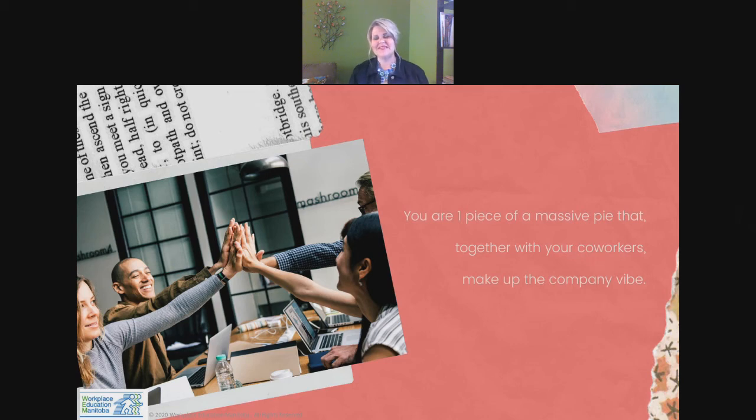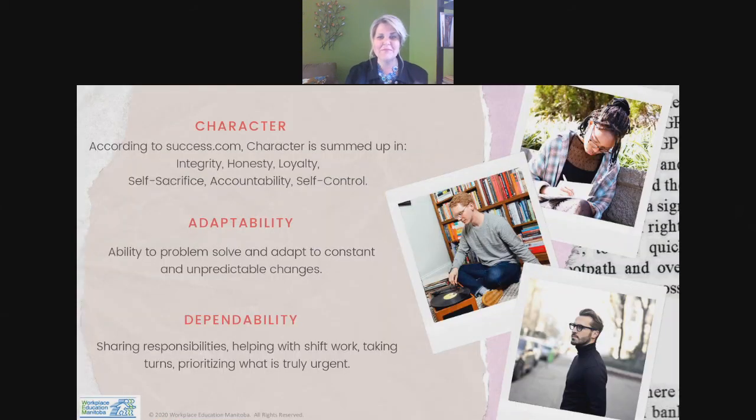So when we understand that we don't just use the word team, we don't just use the words company morale, we don't just throw those around as buzzwords. It's actually recognizing I'm a big piece of a pie that makes up the whole company picture. And when we look a little closer at what that looks like in being a teammate, there's really three attributes that come right to the top. They just rise to the top as what everybody says they want in a teammate and in a team member. They want your strong character, they want you to be adaptable, and they want you to be dependable.